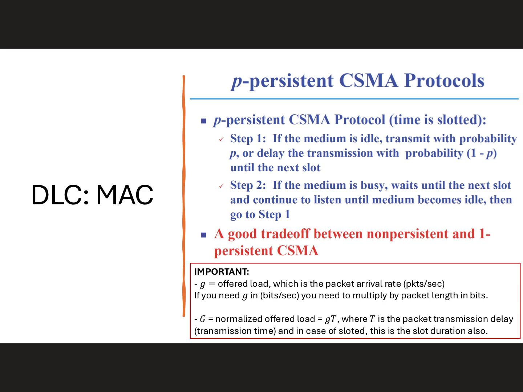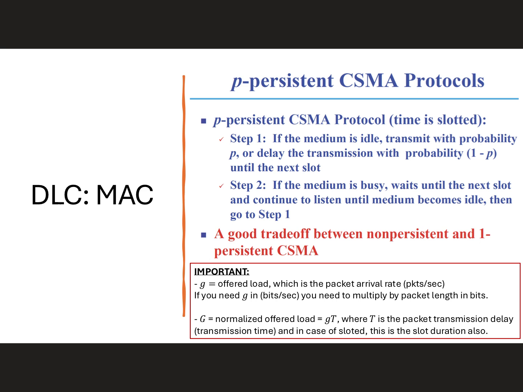The other thing is, if you know the non-normalized one, which is calculated in packets per second or bits per second, and you want to get the capital G, the normalized version, it's simply that non-normalized version multiplied by the time duration T. That time duration T, the normalization time, is actually the packet transmission time, which is called the packet transmission delay. If we are dealing with a slotted system, the slotted system is already designed such that the time slot itself is equal to the packet transmission time. So it will be the same. Whether you say it's the time slot or the packet transmission time, they are equal to each other when we are dealing with a slotted system.